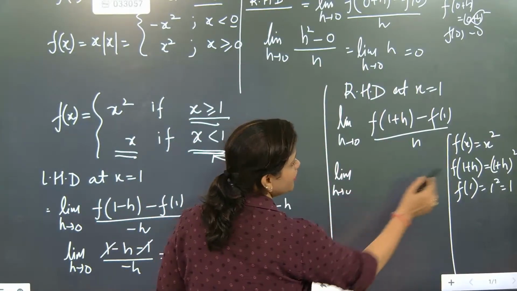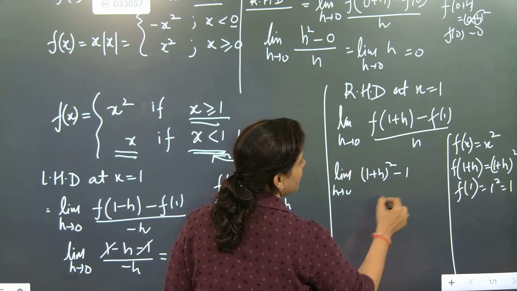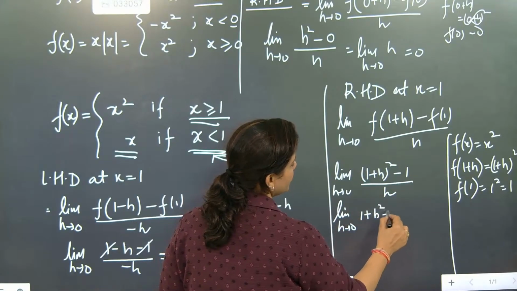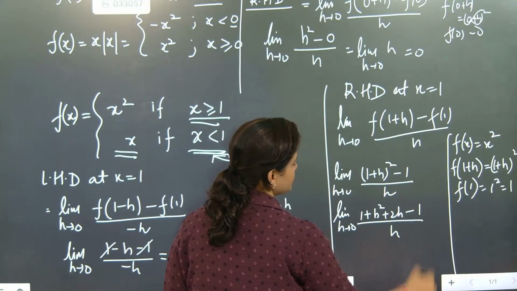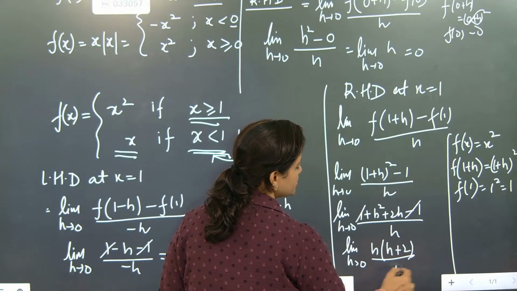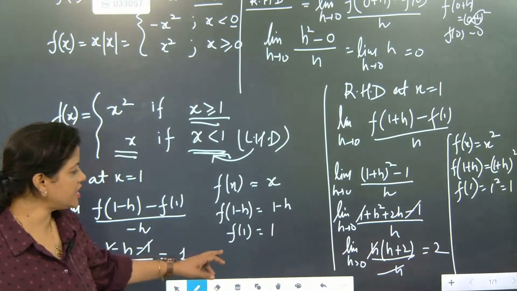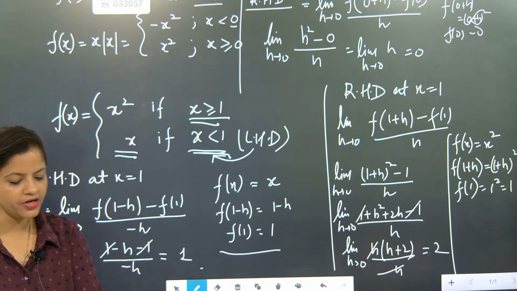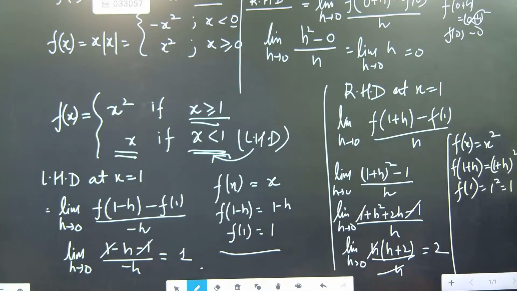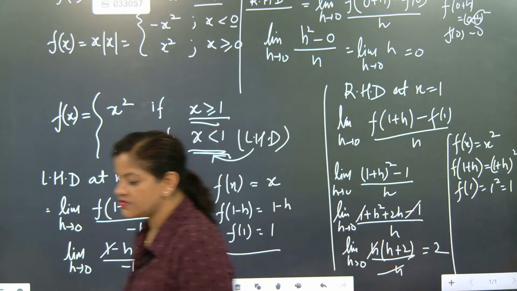So limit h tends to 0, f of 1 plus h is 1 plus h whole square minus 1 by h. So what you are going to write? Limit h tends to 0, 1 plus h square plus 2h minus 1 by h. Minus 1 plus 1 cancel. Limit h tends to 0, take h common. H plus 2 by h cancel. This is coming as 2. Where your LHD came as 1, RHD is coming as 2. So is it going to be differentiable? No. That's it. LHD is coming as 1, RHD is coming as 2. So it is not going to be differentiable at x equal to 1. Note down, this is the shortest way of solving.